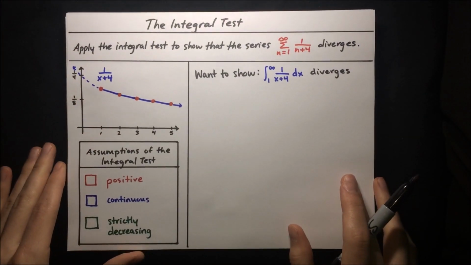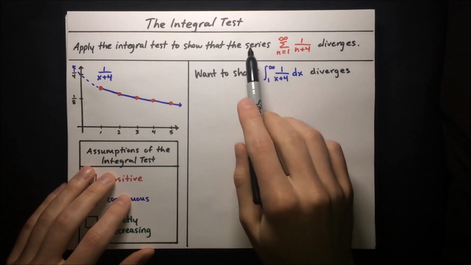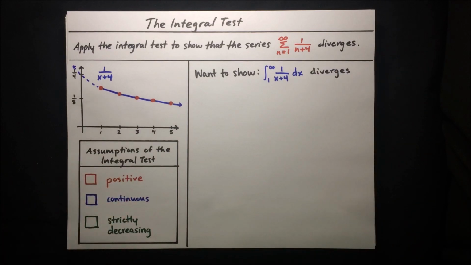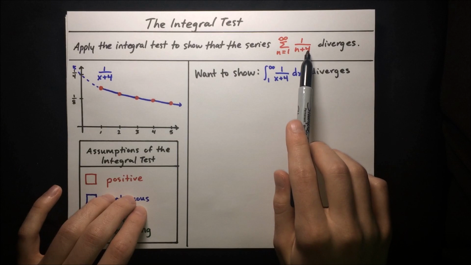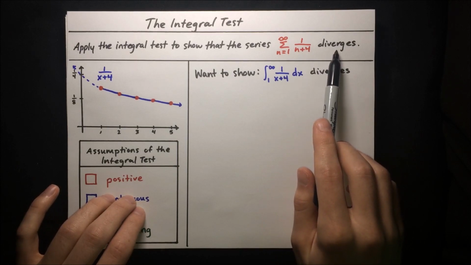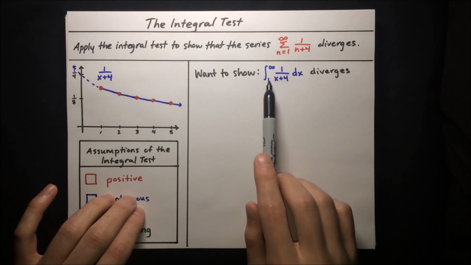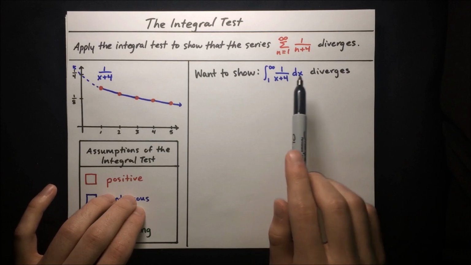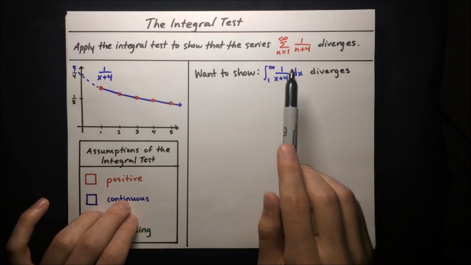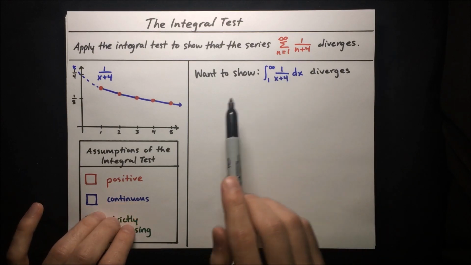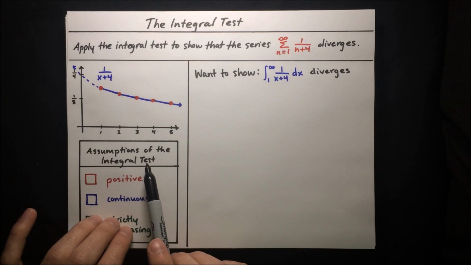Let's use the integral test to show that this series diverges. The integral test just tells us that the series of this function, 1 over n plus 4, that diverges provided the integral of the continuous version of that function also diverges. But before we get into computing the integral and showing it diverges, let's make sure that this function 1 over x plus 4 actually satisfies the assumptions of the integral test.